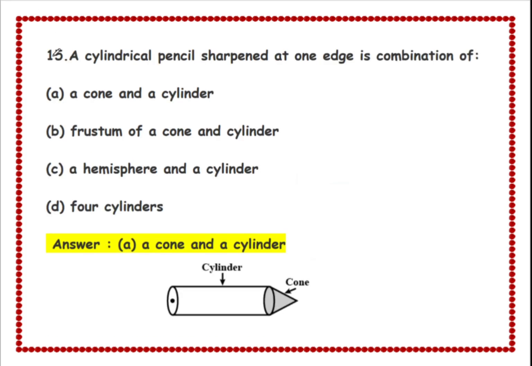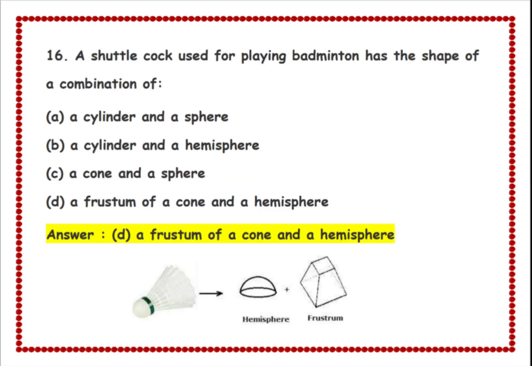Question number 15. A cylindrical pencil sharpened at one edge is a combination of, do observe the figure, a cylinder and a cone. Therefore, the correct answer is option A, a cone and a cylinder. Do observe the figure and you can easily find out.